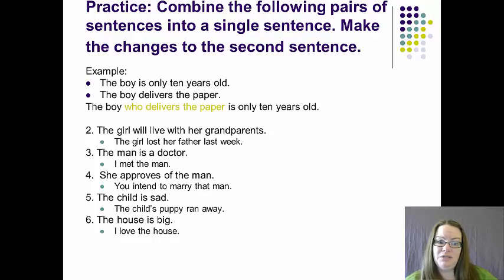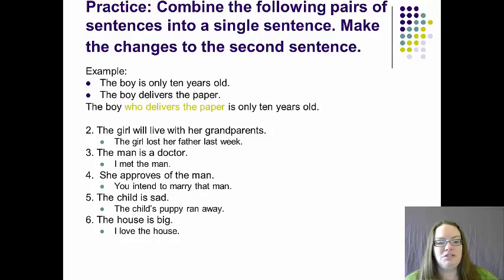And when we do that, we use what's called a relative pronoun. The who, in this case, is replacing either the subject or the object. In this case, it's the subject of one of the sentences. So we're taking out one of the examples of the boy. Let's look at another example.